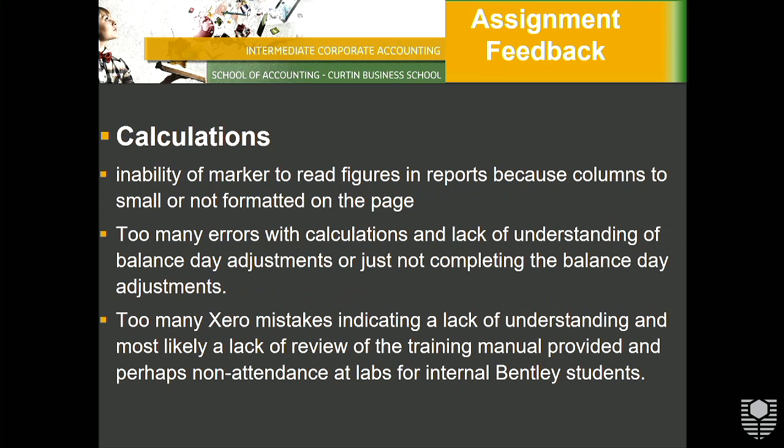Calculations, so a lot of the calculations were not hard, right? There's some obvious errors that I've picked up in assignments and I've commented accordingly. Some people had a little bit of trouble with zero, they didn't balance from the start, maybe their GST wasn't quite right, they missed a couple of GST, so there's a little bit of leeway there with the calculations.